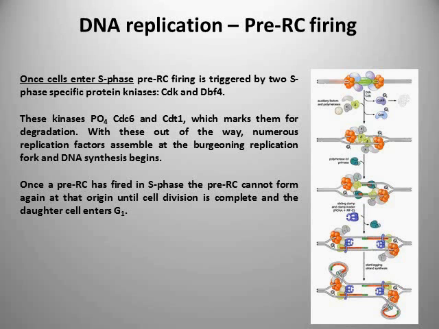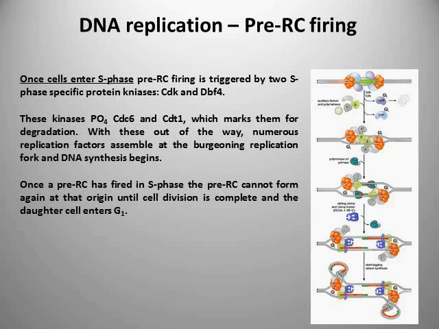The second key thing about this process is that once you've pulled the trigger on the gun, once a pre-replication complex has fired in S phase, it cannot fire again until the completion of G1, until the daughter cells enter G1. The reason it can't fire again is because CDC6 and CDT1, which are required to form the pre-replication complex, are only found in the cell and only recruited to the pre-RC during G1 phase.